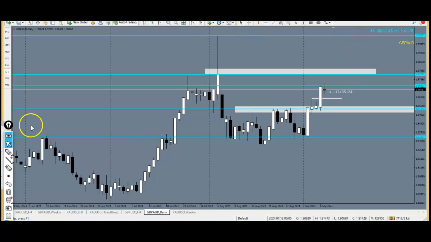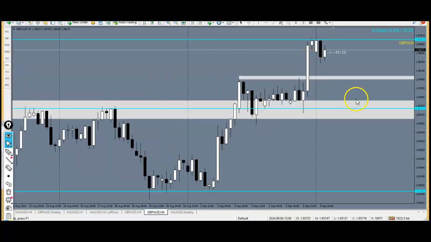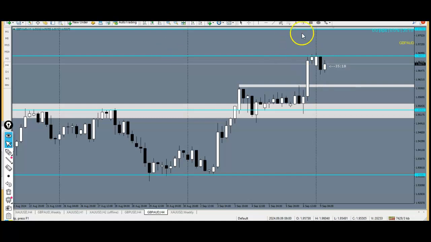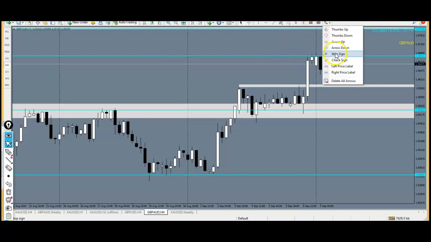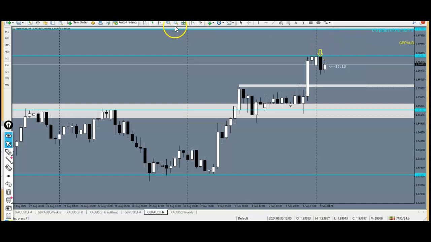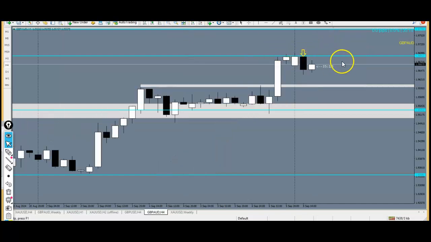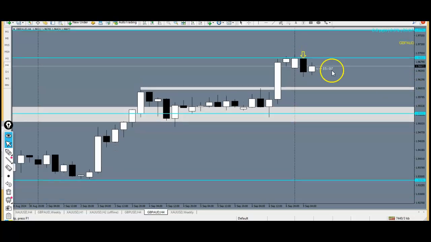So this is the daily chart. On the 4-hour chart, what do we expect? On the 4 hours, we can already see a nice bearish engulfing candle. This is a nice bearish engulfing candle. We can see that already.